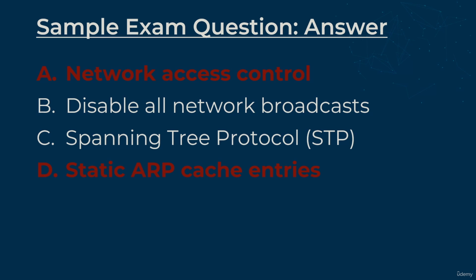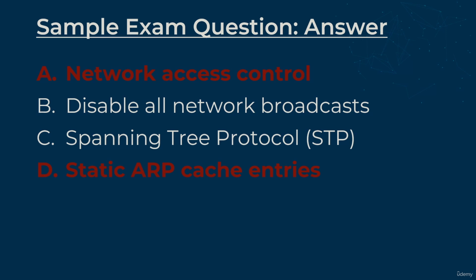Disabling network broadcasts is just out of the question. Certainly with IPv4, a lot of the nature of how things work, how hosts are discovered and so on, including how ARP works itself, is by sending out network broadcasts. So we can't disable that. C, Spanning Tree Protocol, STP. This is a network switching solution that mitigates not ARP cache poisoning, but things like bridging loops. That doesn't apply.